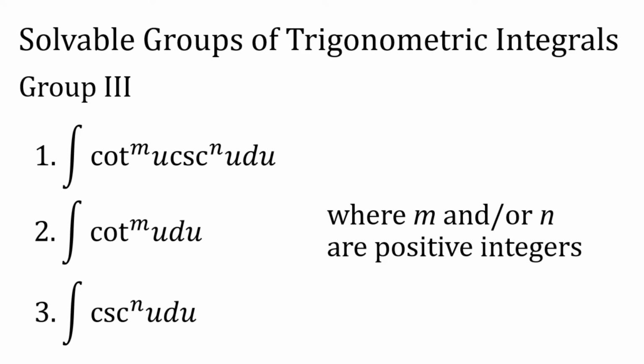Lastly, let's have the group 3 of solvable groups of trigonometric integrals. Number 1, the integral of cotangent to the m u cosecant to the n u du. Number 2, the integral of cotangent to the m u du. Number 3, the integral of cosecant to the n u du, where m and or n are positive integers.